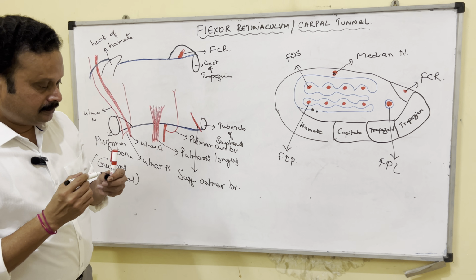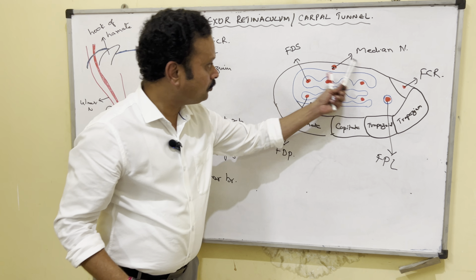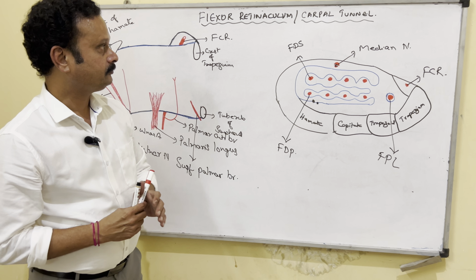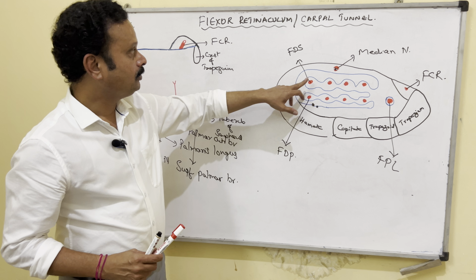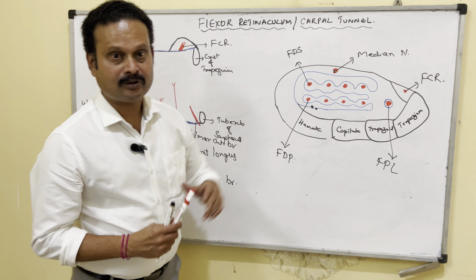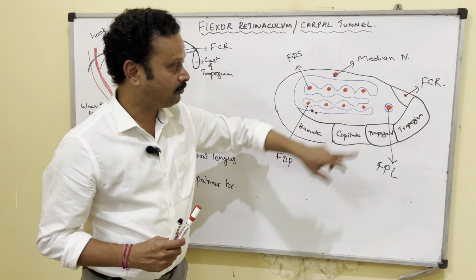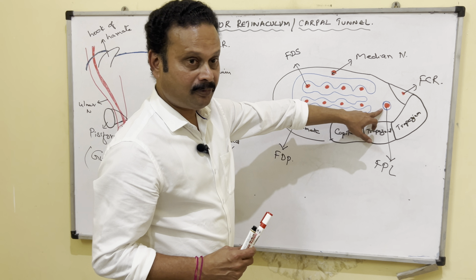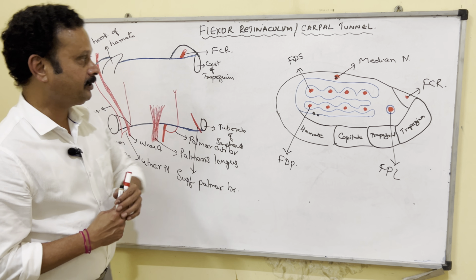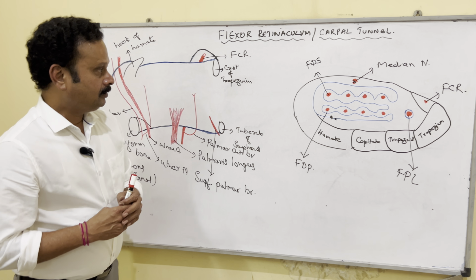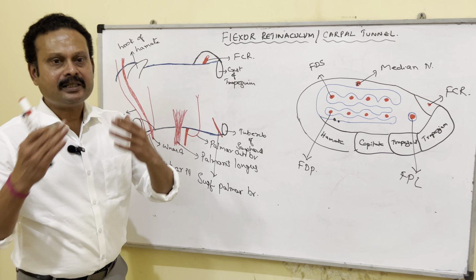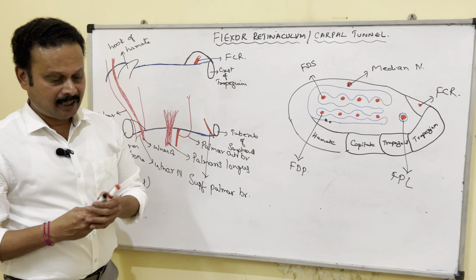I repeat, the structures passing through the carpal tunnel are the median nerve, 4 tendons of flexor digitorum superficialis, 4 tendons of flexor digitorum profundus, flexor pollicis longus and flexor carpi radialis. Now coming to the bursae in relation to the carpal tunnel.